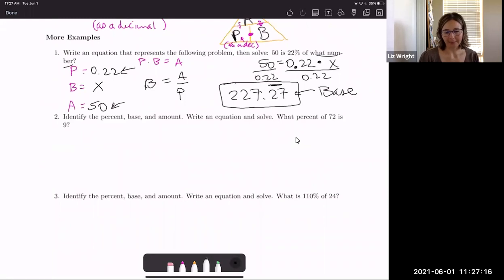So let's check out another one. This one says identify the percent, base, and amount. No problem, because we're going to do that anyway. Percent, base, amount.